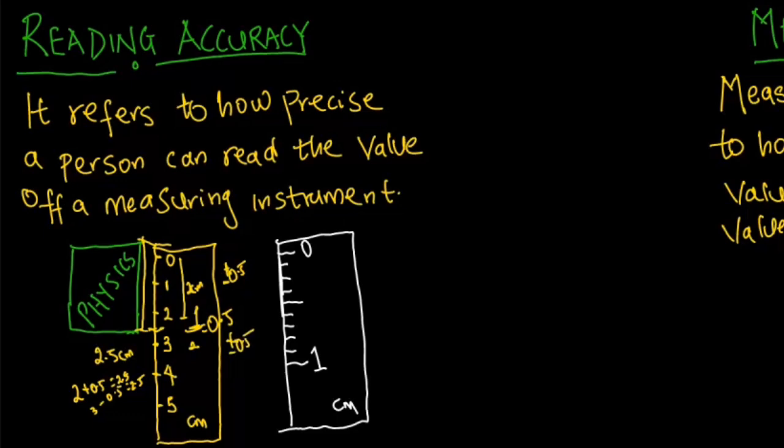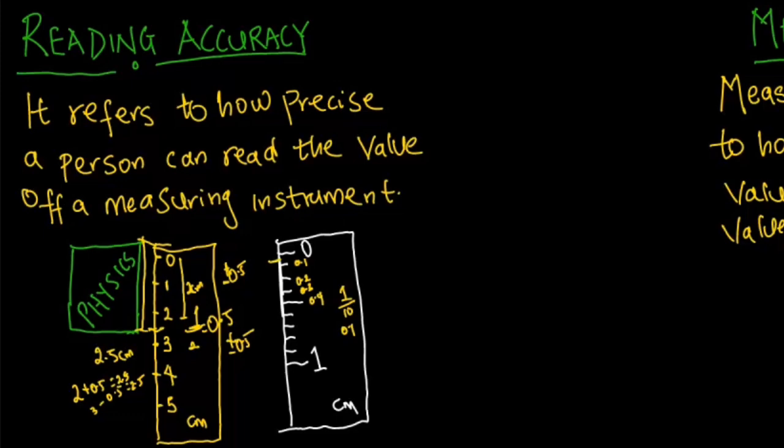Now let's take this other instrument, which is from 0 to 1, and in between we have 10 smaller divisions. First of all, since there are 10 smaller divisions, each of them is going to be 1 divided by 10, which is 0.1. So this is 0, this is 0.1, this is 0.2, 0.3, 0.4, so on and so forth. So in essence, every point is 0.1. But now let's say we have an object and the object falls between 0 and 0.1. How can we get the reading?